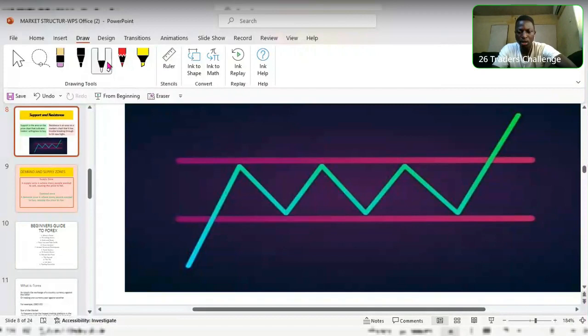Am I recording this? Yes. All right, so that is for support and resistance. Any question on support and resistance before I go forward? Now let me explain this first. Wait.